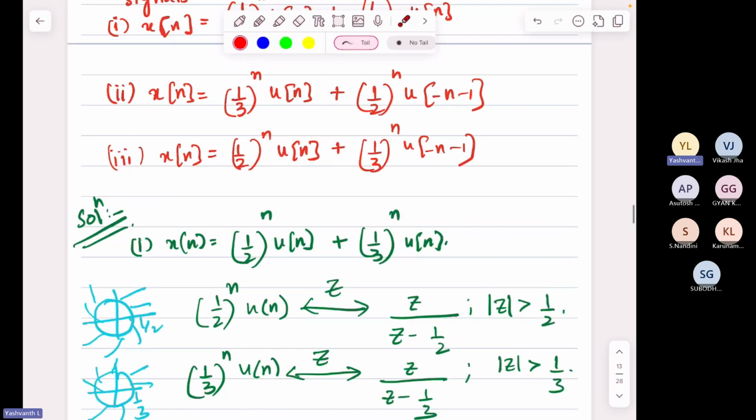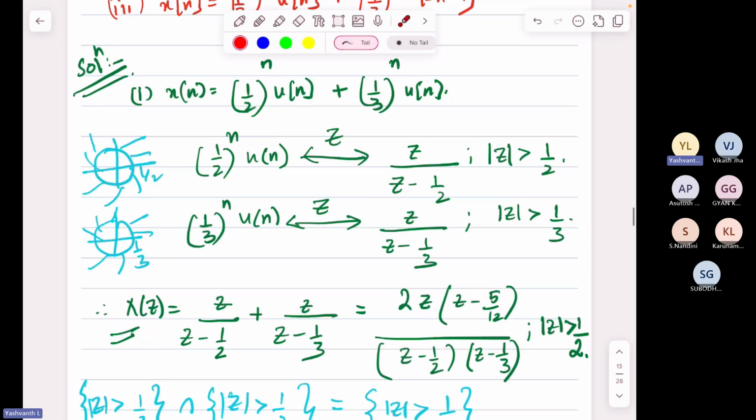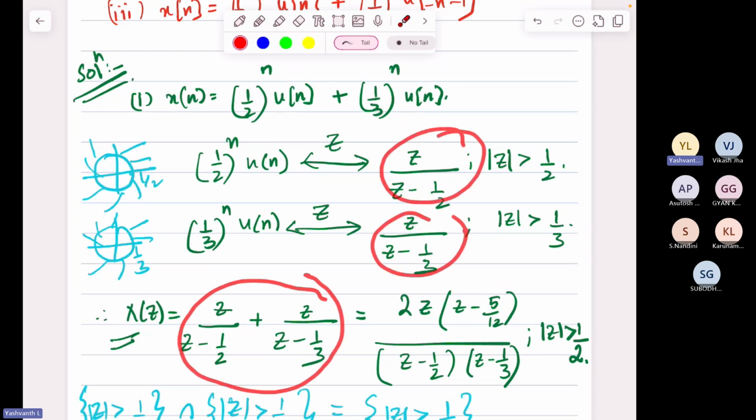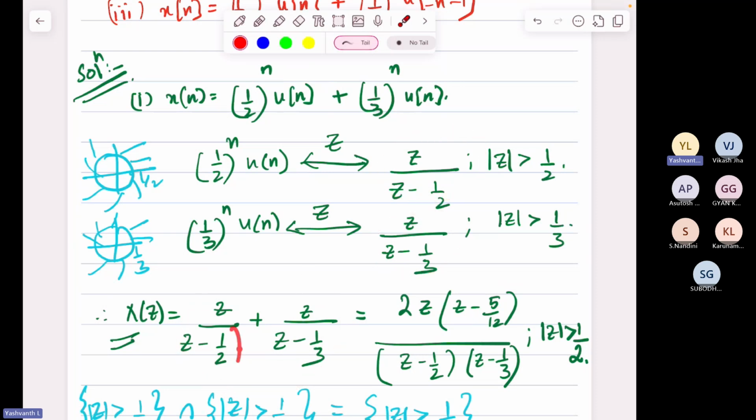Now, the total Z transform is given by the linearity property. It's the Z transform of the first signal plus the Z transform of the second signal. And that's what I'm doing here. I'm just adding both the Z transforms, and to calculate that, take the LCM. For the first term, multiply by z minus 1 by 3 on numerator and denominator, and for the second term, multiply by z minus half on numerator and denominator. You just simplify, and you will get this expression here.